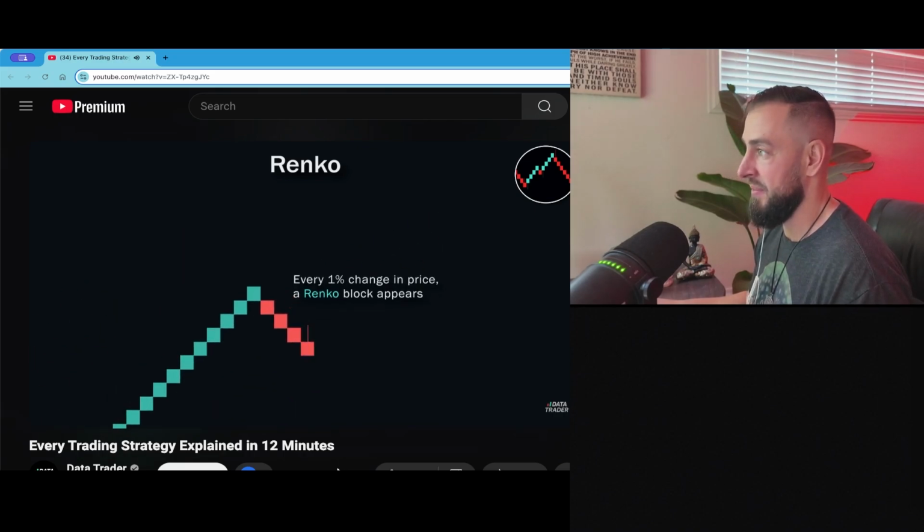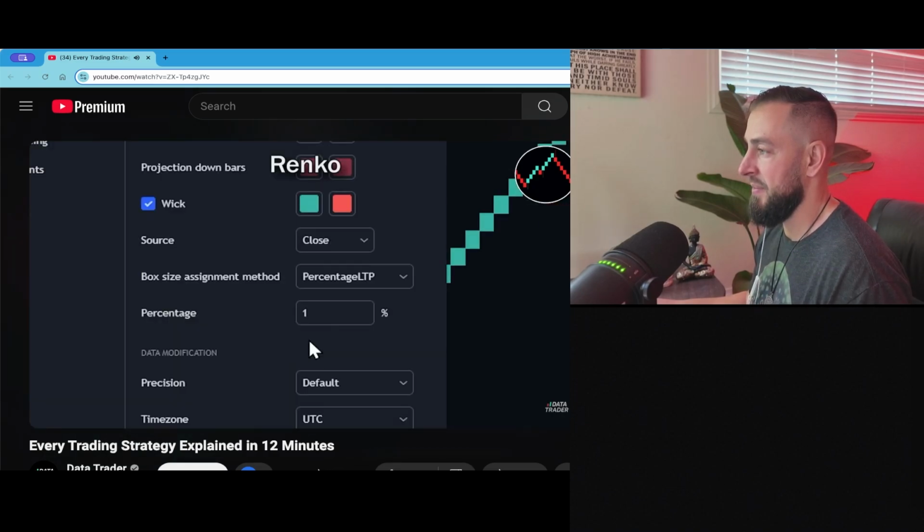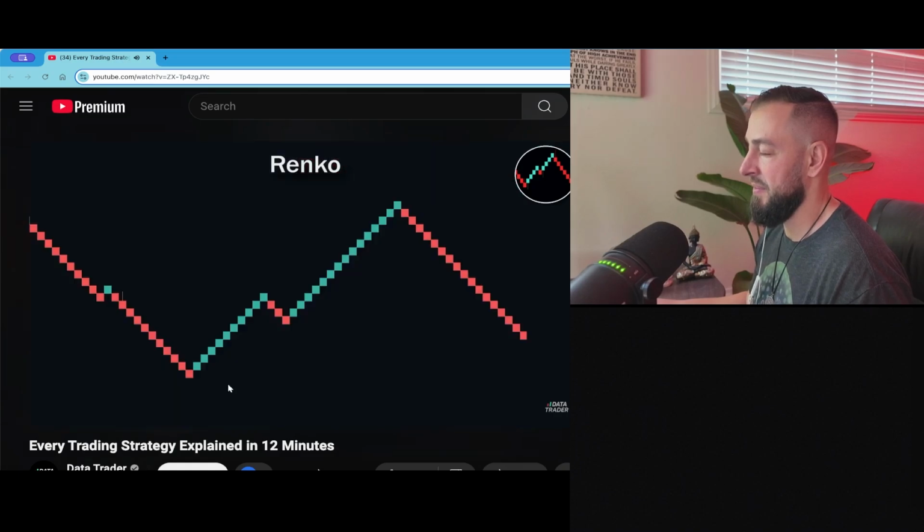This means that each Renko block represents a 1% change in price. Of course, you can change the parameters of this through the indicator settings. Traders could utilize Renko charts to filter out noise and identify trends.